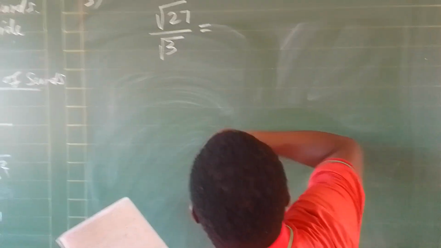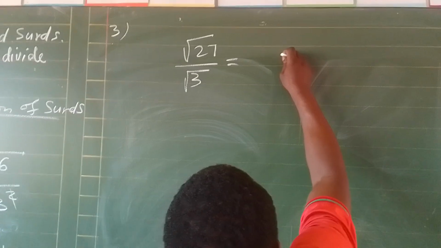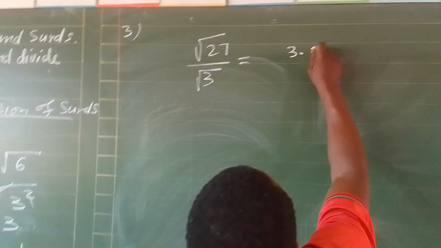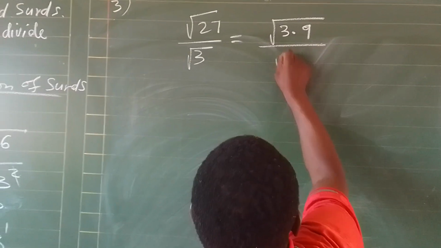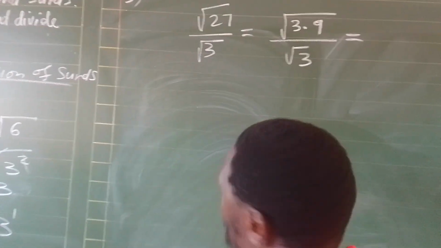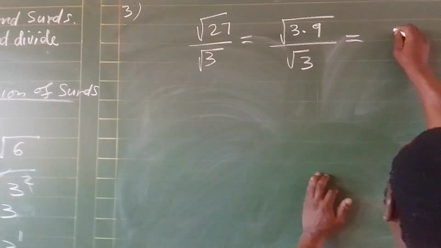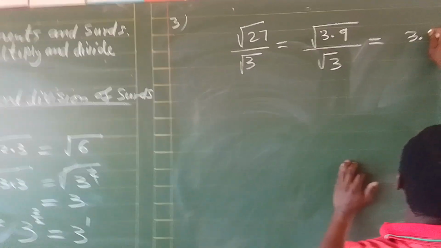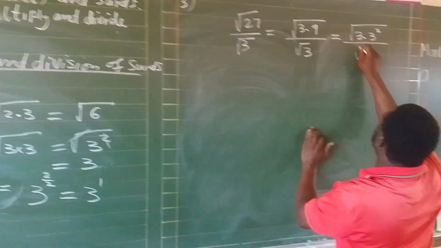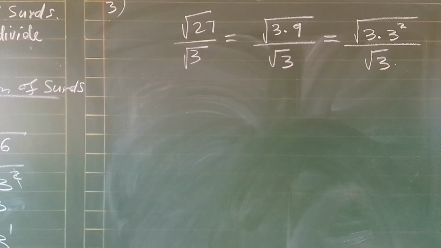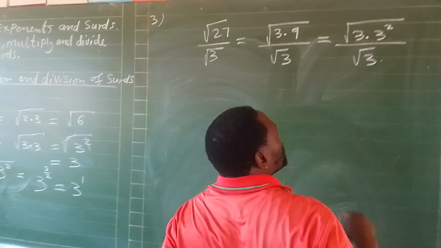Right. You see 27 is the same as 3 times 9, is it? 3 times 9, a square root, divided by the square root of 3. This is the same as 3 times 3 squared, square root over the square root of 3. And 9 is the same as 3 to the power of 2.